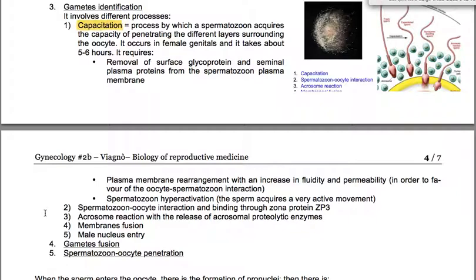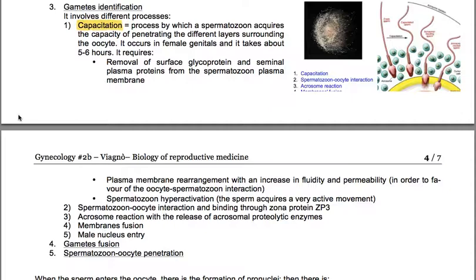After capacitation, we have spermatozoon-oocyte interaction and binding through the zona pellucida, through zona protein ZP3, then acrosome reaction with the release of acrosomal proteolytic enzymes, then membrane fusion, and finally male nucleus entry.